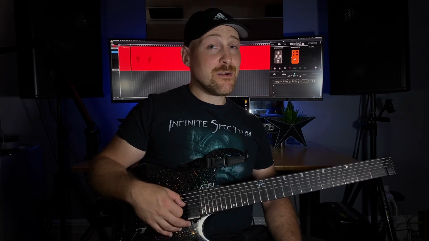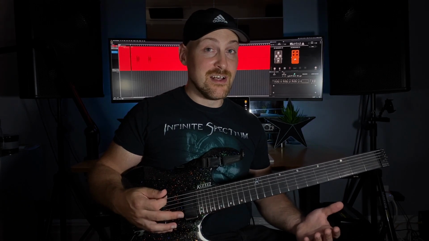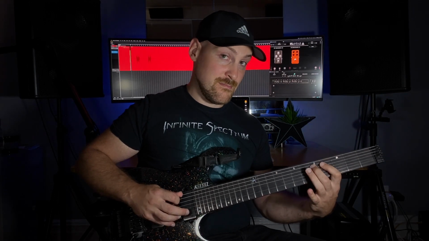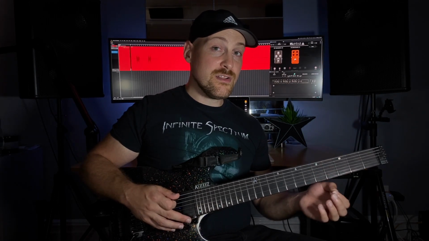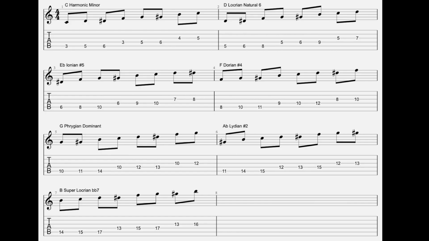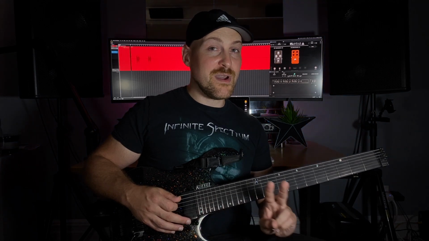Alright guys, so now let's talk about some more exotic modes, and these are going to be fun. If we take the harmonic minor scale, for instance, which is basically just a minor scale, but with a major 7th, that one little note change translates to 7 new modes. I'm not going to bother going through them here, but I'm going to go through 2 of my favorites.